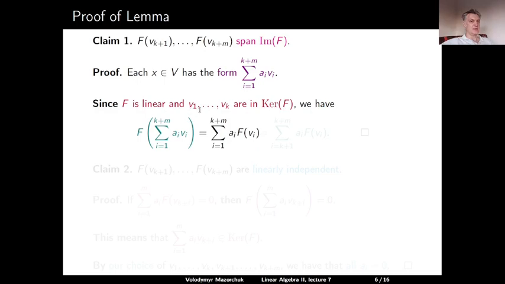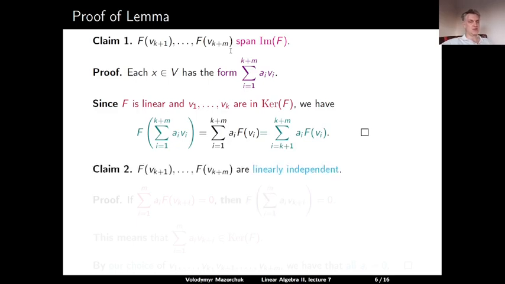But now the elements v1 and so on vk are in the kernel of f, so they are sent by f to 0. So the first k terms of this linear combination are just zeros, and we can write this linear combination as a sum over all i from k plus 1 to k plus m, ai times f of vi. And since an arbitrary element in the image is of the form f of x, we just saw that we can write this element as a linear combination of our elements f of vk plus 1 and so on f of vk plus m. So this proves the first part of the lemma.